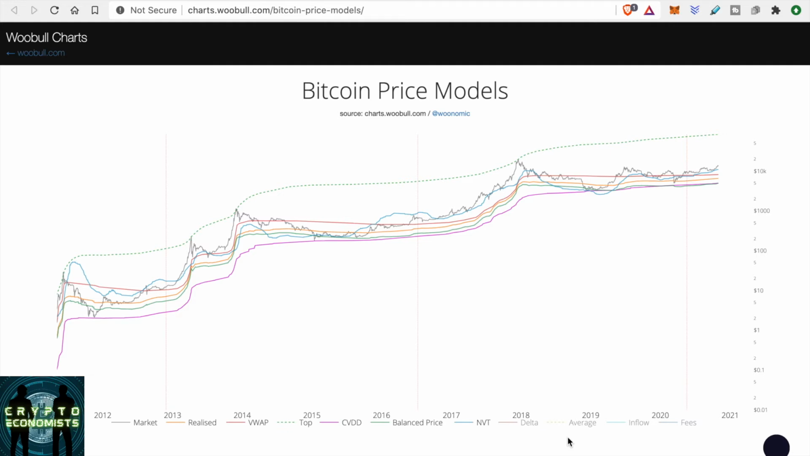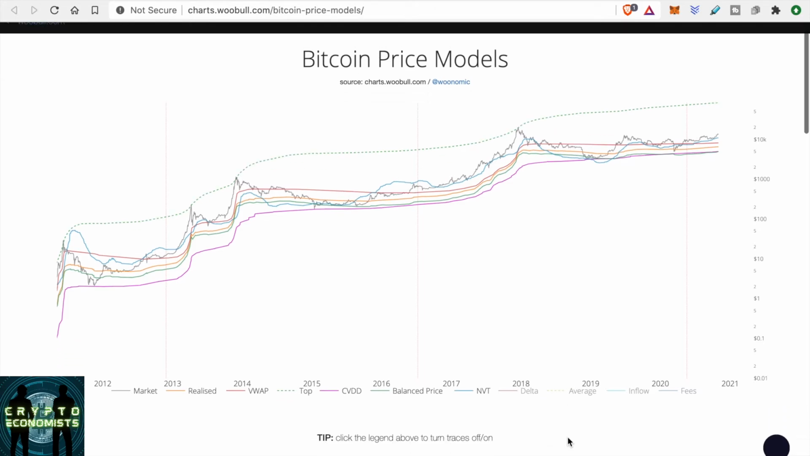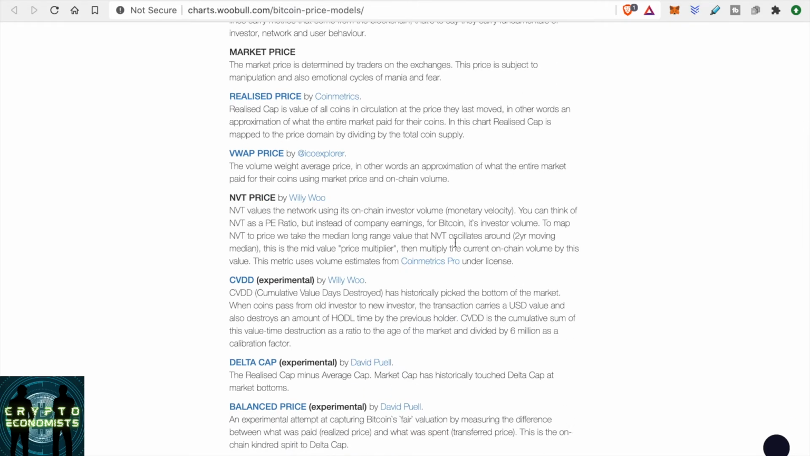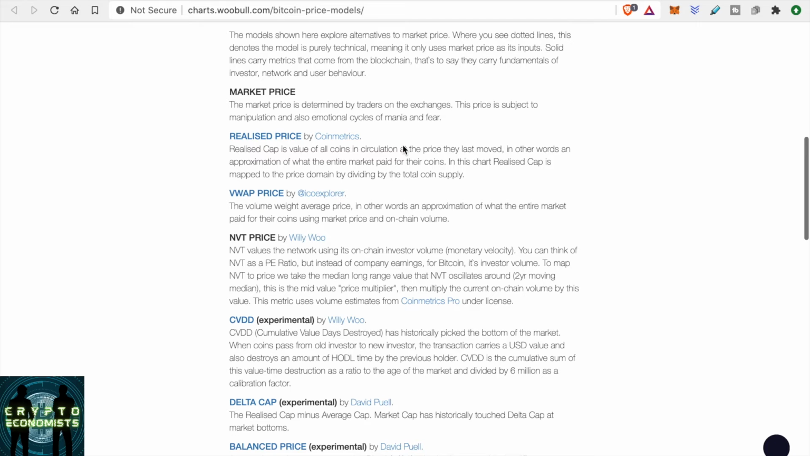Now we're going to go over different Bitcoin price models and ratios. Most of these models and ratios that we're going over are from Woobull. This is from Willy Woo. He is a well-known on-chain analyst in the crypto space. But anyways, let's go into the first model or important metric that is used, and that is realized price or realized cap.